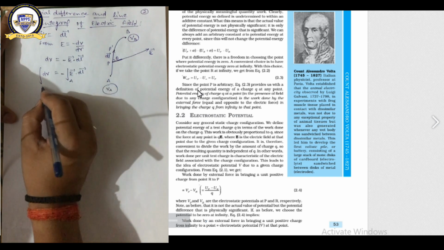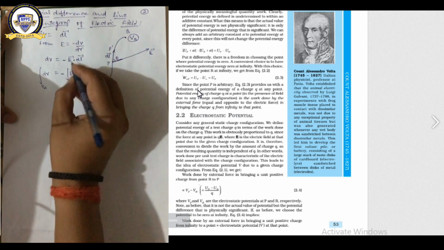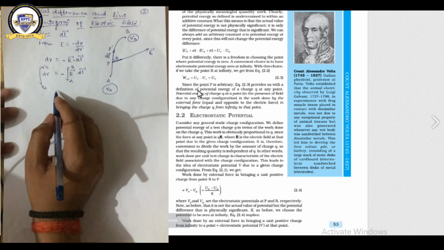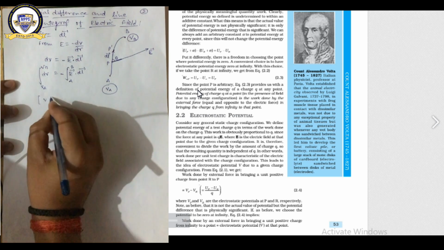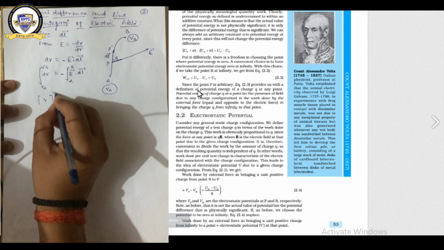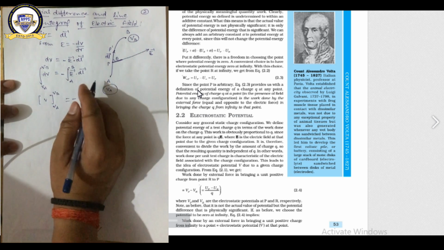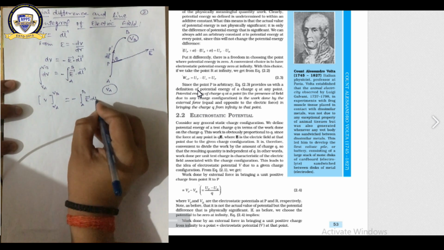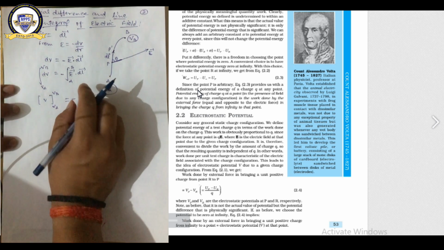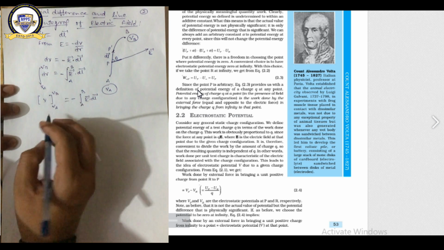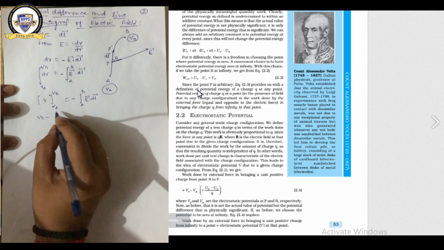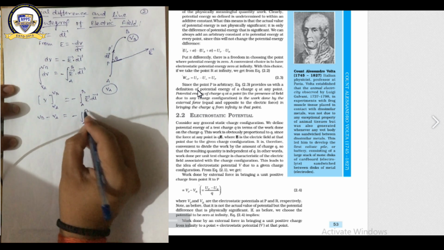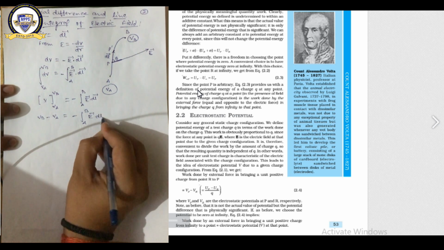Here at point A the potential is VA and at point B the potential is VB. Now integrate it. The integration of dV is V. Here the lower limit is VA and the upper limit is VB, minus the integration from A to B of E dot dl. Now V at the upper limit is VB, minus V at the lower limit VA. So VB minus VA is equal to minus the integration from A to B of E dot dl.